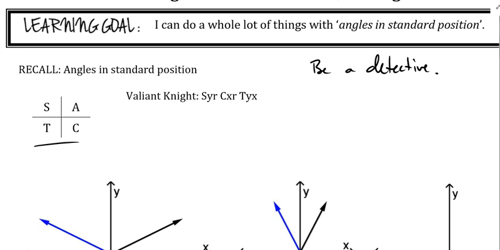Now, some of you have heard of this and some of you have not. Apparently, are valiant knights Sir Kicks or Ticks? Have some of you not heard of Sir Kicks or Ticks? Sir Kicks or Ticks is the grade 11 and grade 12 version of Sokotoa, if you've not met Sir Kicks or Ticks. What it tells us, and we're going to use it momentarily, is that the sine is y over r. That's the same as opposite over hypotenuse, but it's a little bit more useful when we're doing angles in standard position because we're talking about x and y and r, not so much opposite, adjacent, and hypotenuse. But it is the same thing.